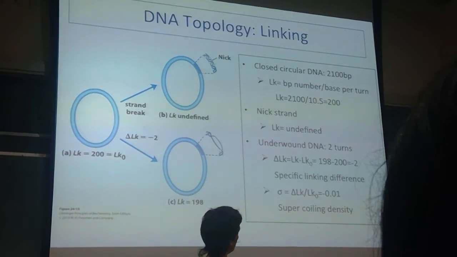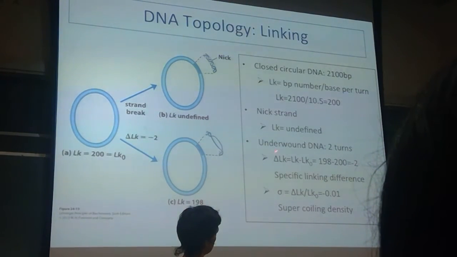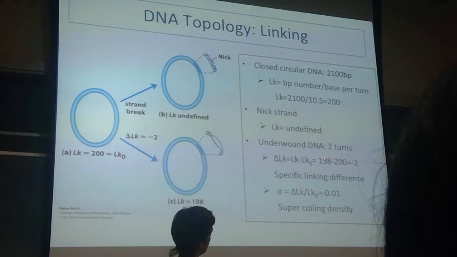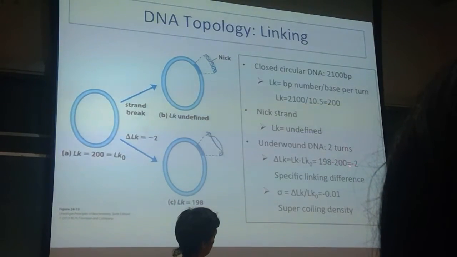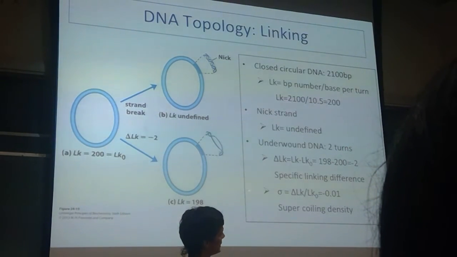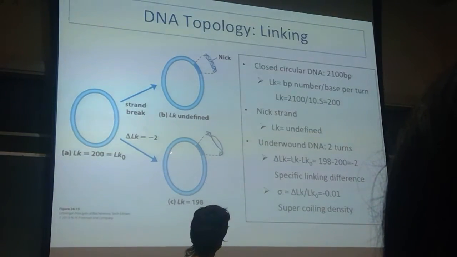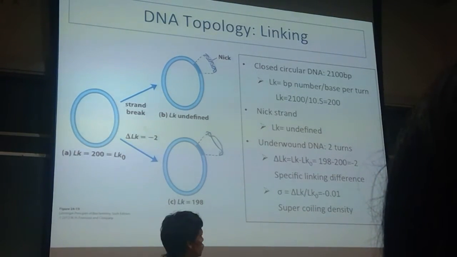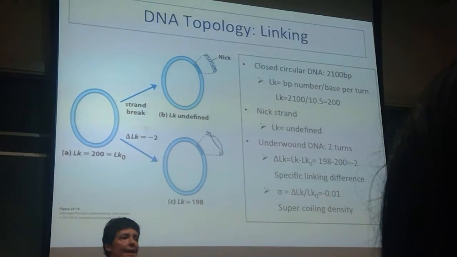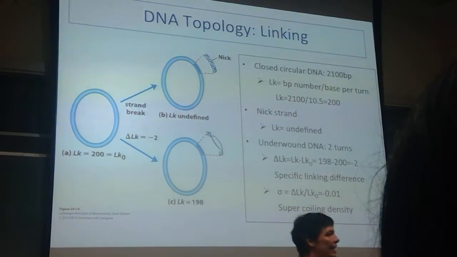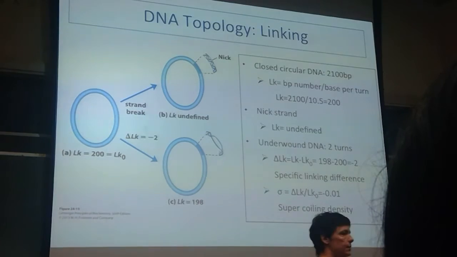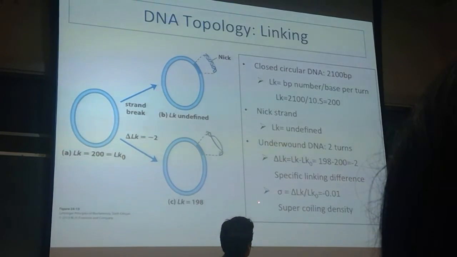You remove 2 turns, and you have a delta linking number, which is the linking number minus the relaxed linking number, so 198 minus 200. You removed 2 turns, so this is minus 2. This is a specific linking difference between this one and this one. You can also express a supercoiling density, or helical density, or superhelical density. It's always sigma, whatever the name.